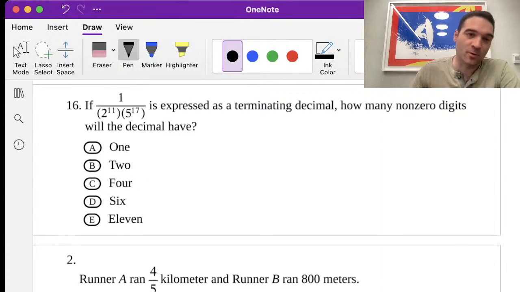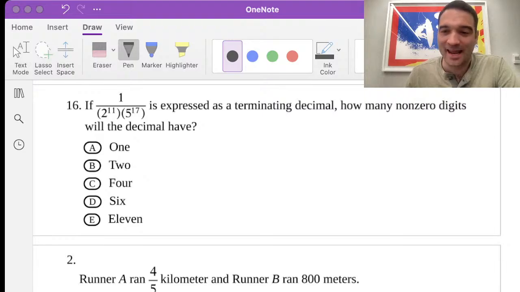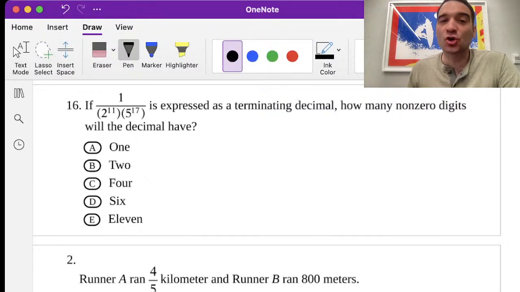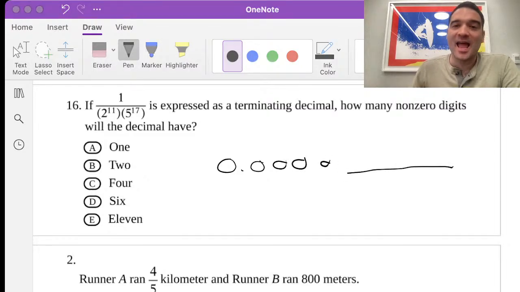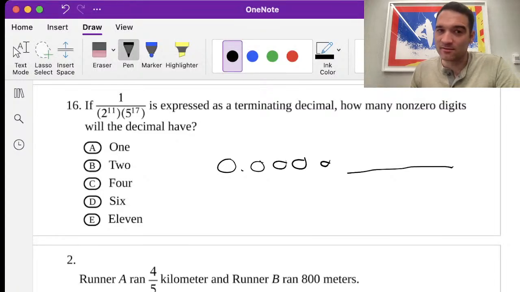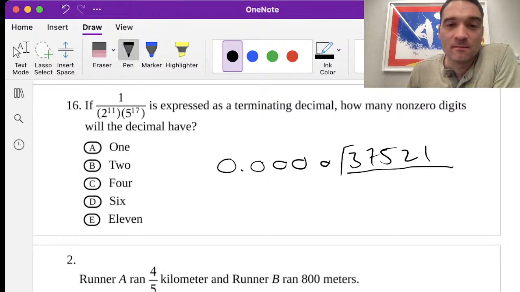Okay, so here's the trick. Well, let's read the question first. We got 1 over 2 to the 11 times 5 to the 17. Immediately, I think, way too big to do anything by hand. It's expressed as a terminating decimal. So what that means is if I divide 1 by this huge number, it's going to be 0.0000 something, right? The question is asking how many non-zero digits will the decimal have? So again, it's going to be 0.000 something, maybe 37521, right? This question is asking how many non-zero digits will I have at the end of this number?